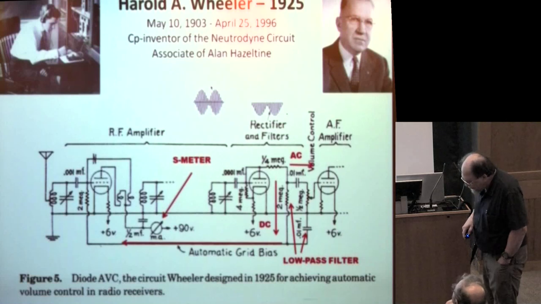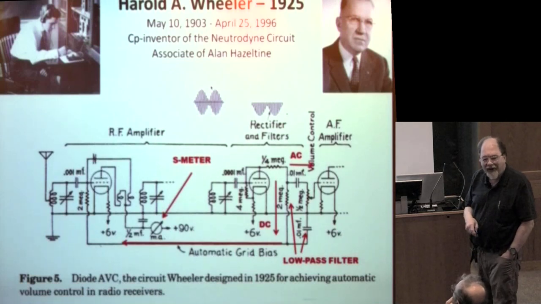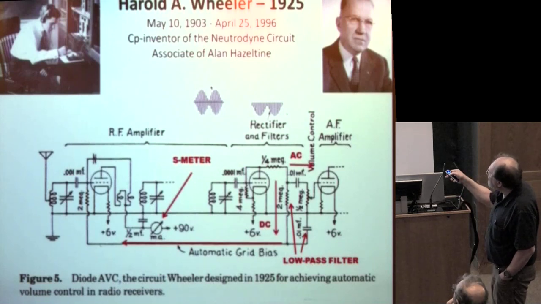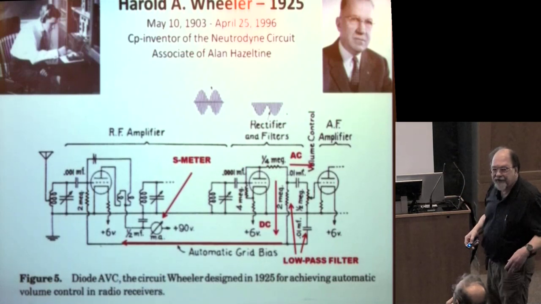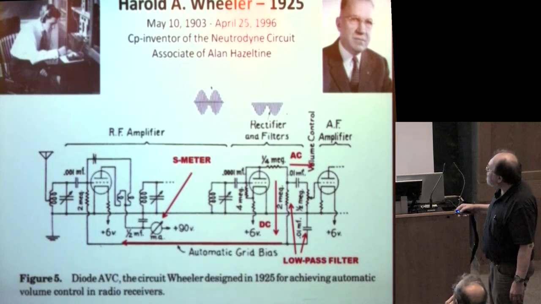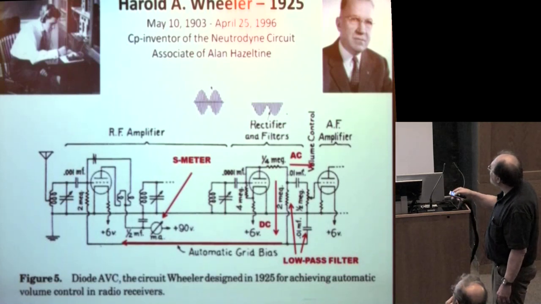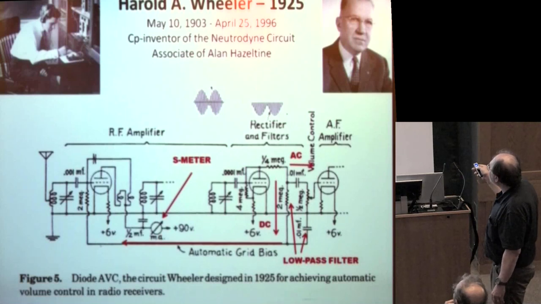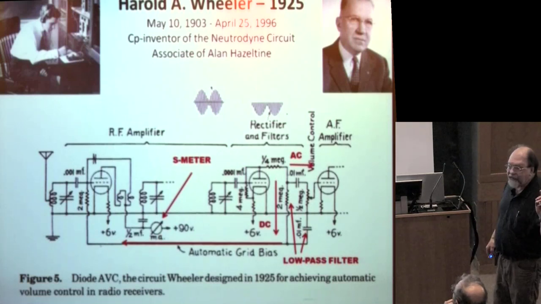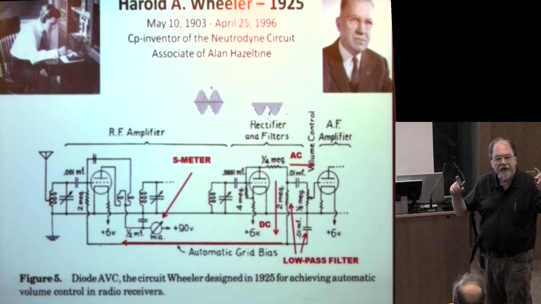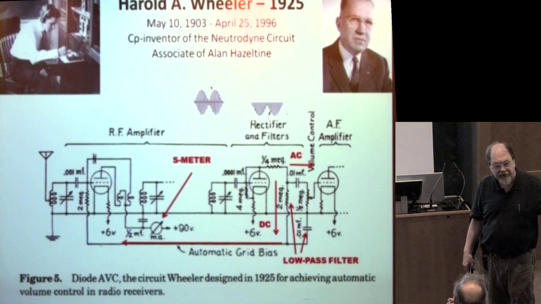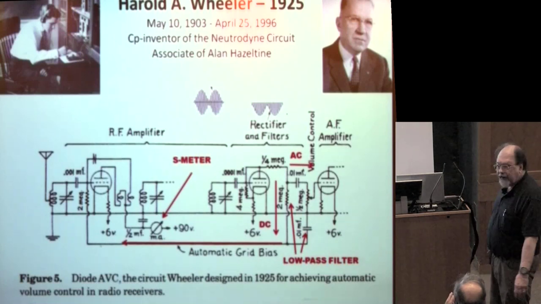So this will bring us to little-known radio hero, Harold Wheeler. He's born in 1903, so he's a kid while this stuff's going on here. We got a picture of him in his radio station. Here's a picture of him later when he was rich and famous. But about 1921, he becomes associated with a professor over at Stevens Institute named Alan Hazeltine.